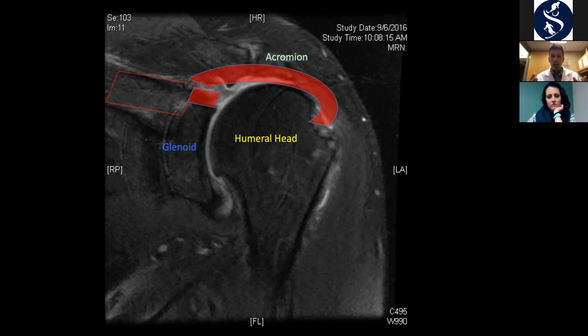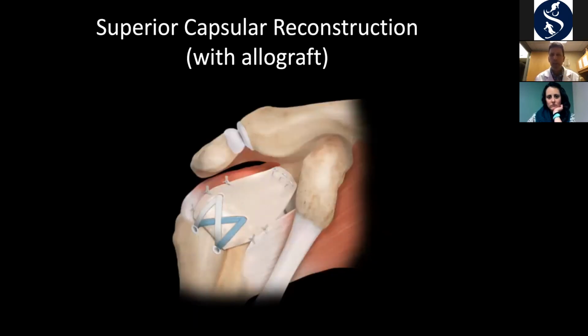Now, on other slices of the MRI, I might see other tendons that I can fix and say, we can fix those. But one thing that I've been doing now for about 5 years in these massive tears, and I think it's led to definitely better results, and our literature would support that, is something called superior capsule reconstruction.